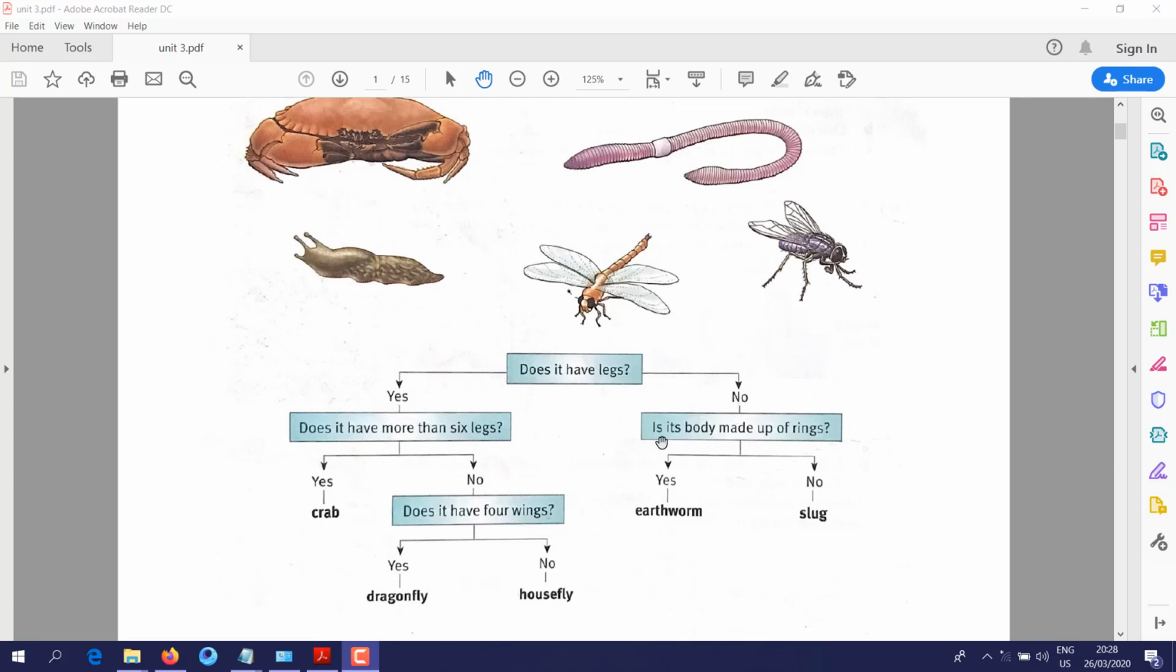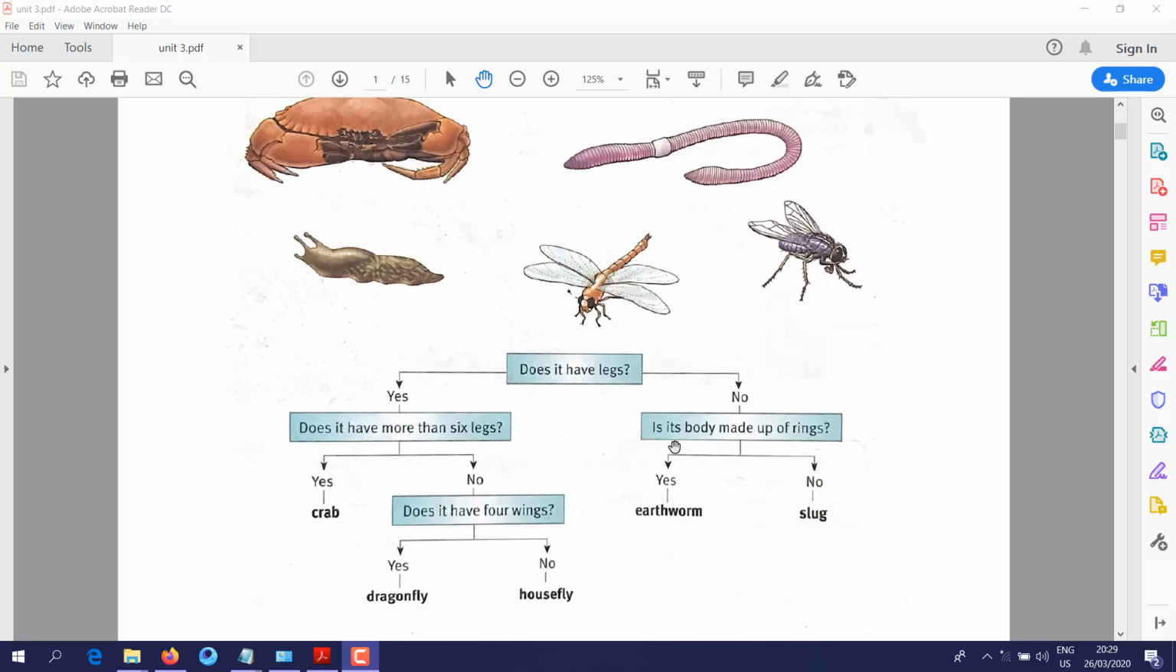Is its body made up of rings? You will look at these animals. Firstly, how many of these don't have legs? 1, 2. So you couldn't identify the animal from the first question. Firstly you had 5 animals, but by just asking one question and getting the answer, these 5 choices became 2. Now 2 examples, 2 animals.